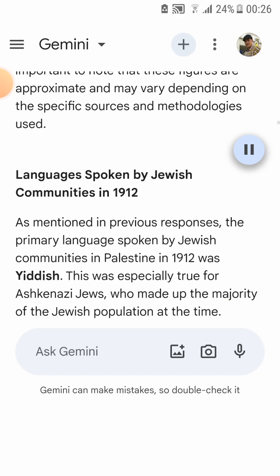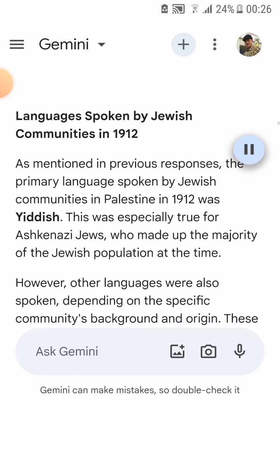Languages spoken by Jewish communities in 1912. As mentioned in previous responses, the primary language spoken by Jewish communities in Palestine in 1912 was Yiddish.